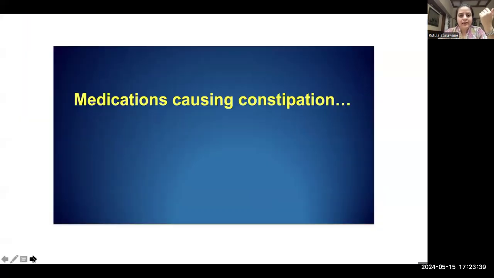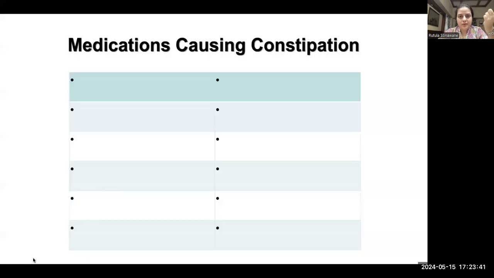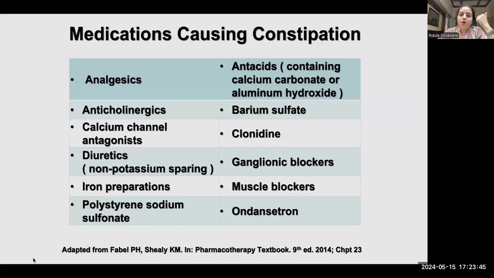So what are the various medications which cause constipation? These are the examples. Analgesics, as we said, your opioids cause constipation, highly constipating. Anticholinergics would cause constipation again. Your calcium channel blockers, diuretics, which are non-potassium sparing basically. Iron preparations, as we all know. Then you have your polystyrene sodium sulfonate. Antacids also cause constipation. Muscle relaxants or ondansetron are again very constipating agents.